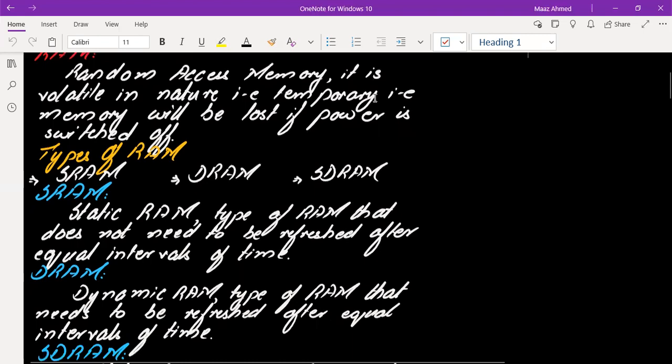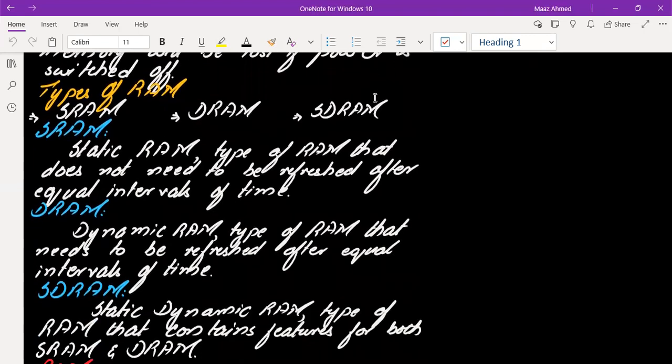Yes, sir. Okay. Now coming towards the types of RAM, we have three different types: SRAM, DRAM, and finally the SDRAM. Static RAM, number one, static random access memory. It's a type of RAM that does not need to be refreshed again and again for performing a particular task. But on the contrary, the DRAM is dynamic RAM, and it's a type of RAM that needs to be refreshed again and again after equal intervals of time.